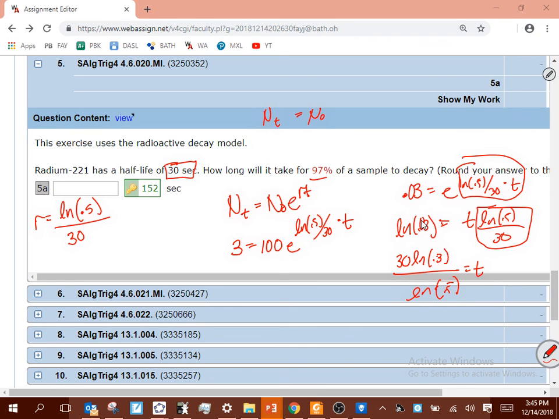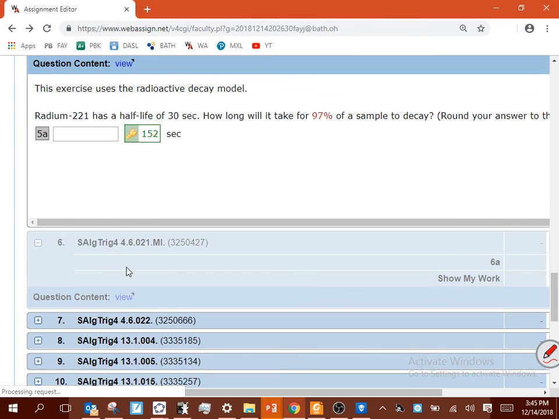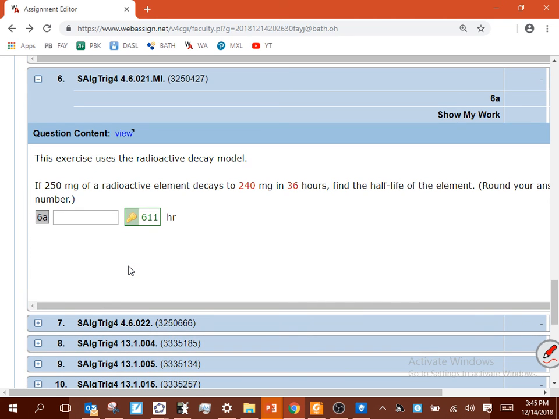You can do the same thing in the next question. I think I'll leave this for you to finish on your own. Actually, let's do this one. This one's useful too. It says if 250 milligrams of a radioactive element decays to 240 in 36 hours, find the half-life of the element. Okay, so we're talking now.